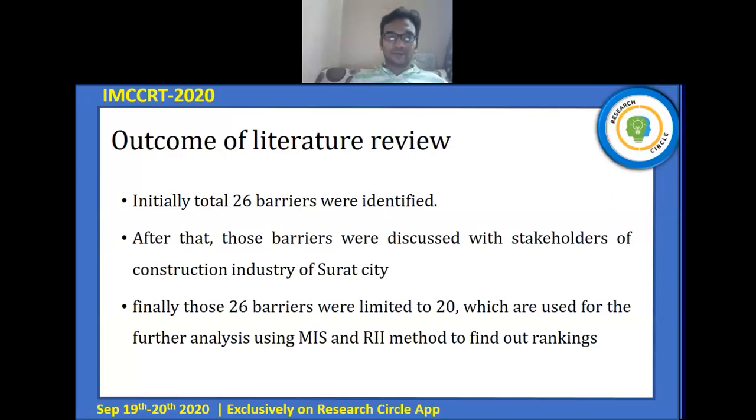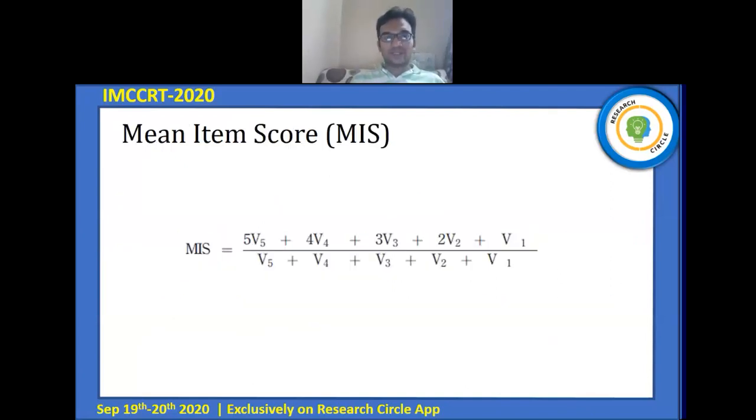Initially, after the literature review, a total of 26 barriers were identified. After discussion with stakeholders of the construction industry using a pilot study, those 26 barriers were limited to 20 barriers for this current research, and using MIS and RII, those barriers have been ranked. This is the mean item score method. Here V means a variable. If one factor is there, a total of 125 responses were received. So out of 125, how many have given the rating of 5, that is V5? How many gave the value of 4, that is V4? For each individual barrier, this MIS was calculated.